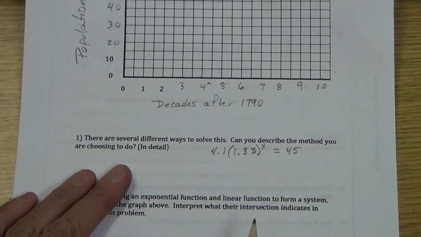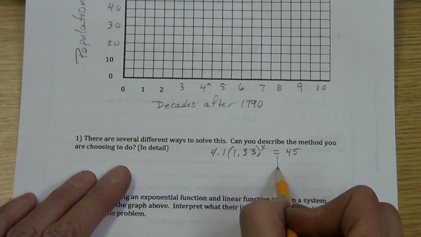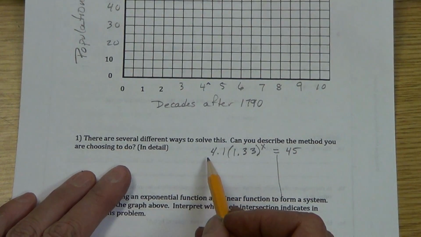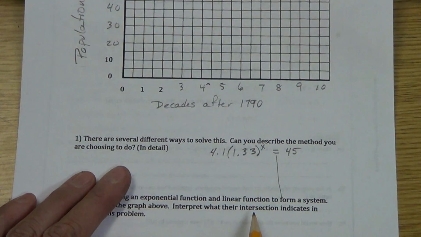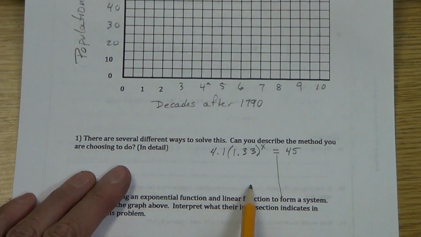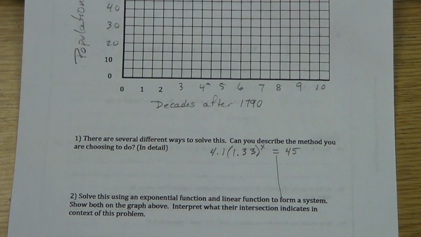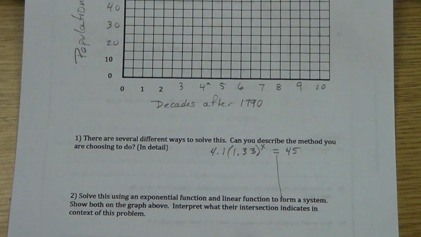So you've got some options. You could go algebraically. First thing we'd do is divide by 4.1. Go ahead and do that. And then you'd get 1.33 to the x equals some number out here. And then you would have to start estimating, unless you know how to solve that algebraically. If you do, I want to see it. That's a cool thing to know. And you can Google that. Please, please, please Google it. See if you can figure out how that works.